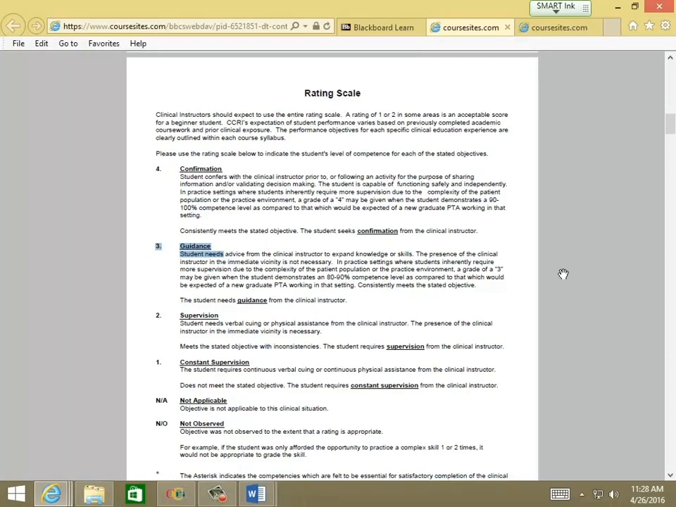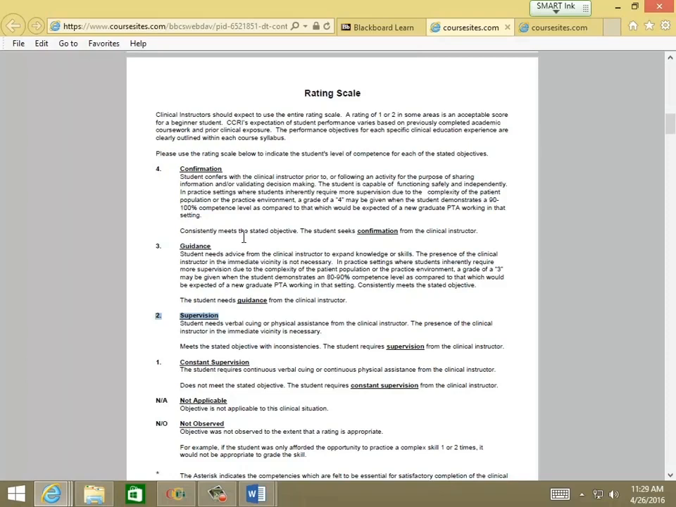Going back to that situation where you might have a patient population that is highly complex, we may not expect a new graduate or a student to be functioning at a guidance level. They actually may need you there physically. If that student is demonstrating an 80 to 90% competence level as compared to what you would expect from a new grad in that setting, meaning you might still have to be physically there, but they're functioning 80 to 90% of what a new grad would be expected to do with that complex population, then a grade of a 3 may still be given.